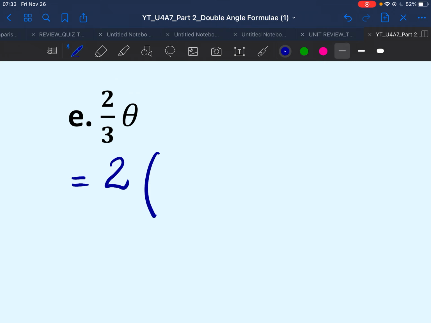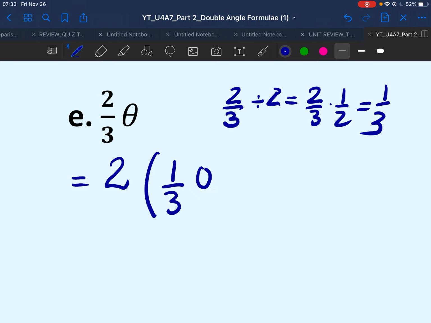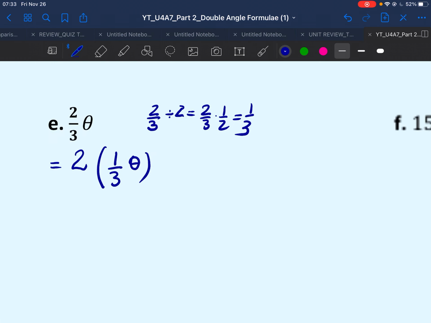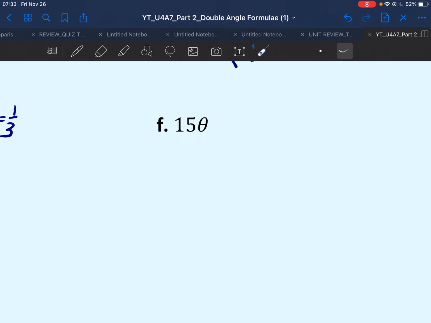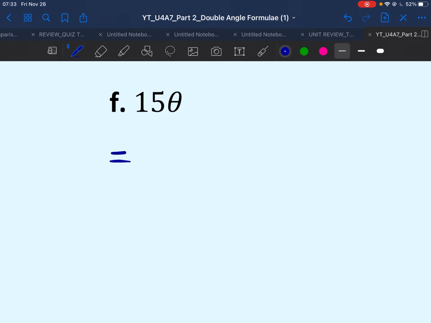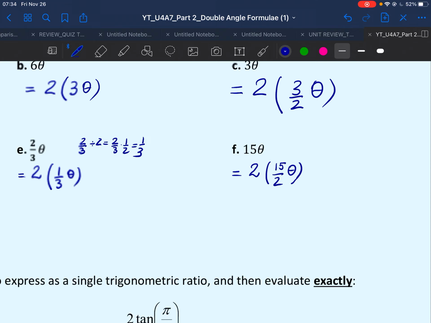Next we have 2 over 3 theta. Again, same idea, double of 2 over 3 divided by 2. 2 over 3 divided by 2, just to show the operation in here, is 2 over 3 times 1 over 2, or 1/3. So double of 1/3 theta. Remember that the more you practice, the faster you're going to evaluate these numbers in your head. So last, an easy exercise. 15 theta will be double of 15 over 2 theta. Oops. Here is a better looking theta.